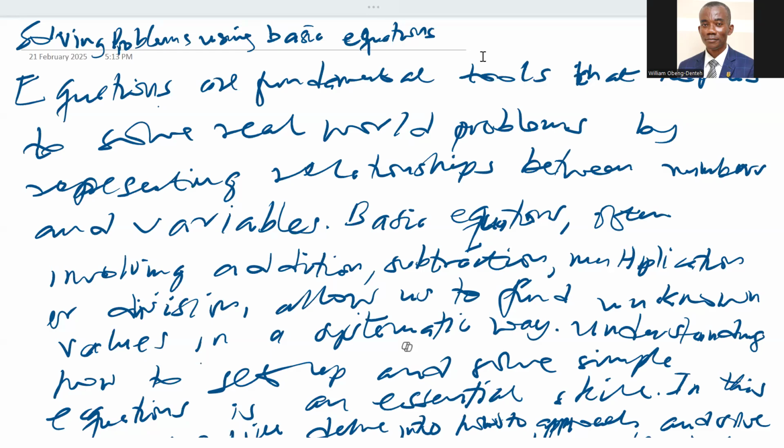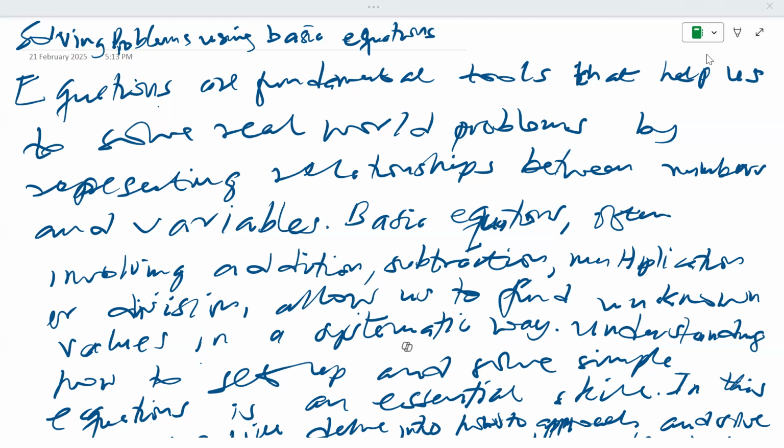Hello, friends. This morning we are treating the topic: solving problems using basic equations. So we are going about this important topic. First, I'll start by introducing what is meant by solving problems by using basic equations.